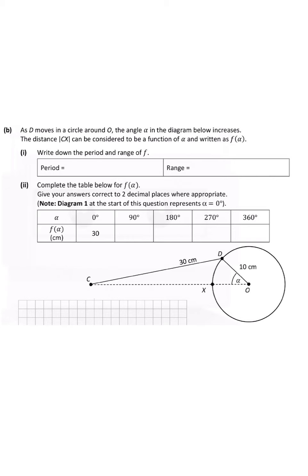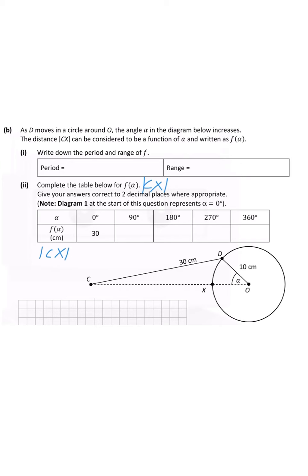Okay, part B then, we're told as D moves in a circle around O, the angle alpha in the diagram below increases. The distance CX then can be considered to be a function of alpha written as f of alpha. And we need to write down the period and range of f. Now, before doing this, I'm actually going to do the table question first. So we need to complete the table below for f of alpha. And now remember that f of alpha is the distance of CX. So I write that here as well.